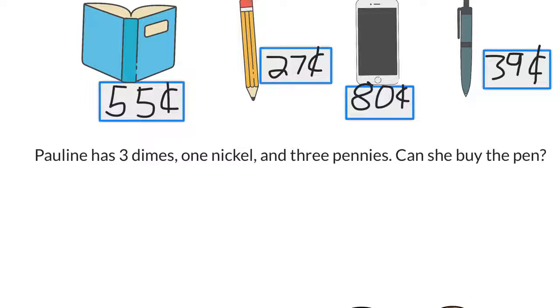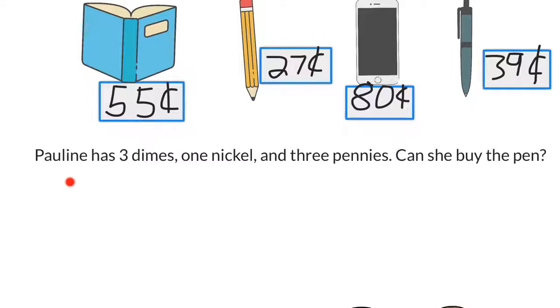Hello, second grade. In this video, 12.2, we're going to be doing a lesson called Can I Buy It? So we're going to be giving a word problem, and we're going to be building the money based on what the word problem tells us and seeing, do we have enough money to buy the things? So we have our book for 55 cents, a pencil for 27 cents, the world's cheapest iPhone for 80 cents, and a pen for 39 cents.